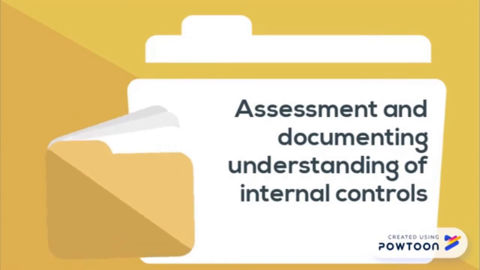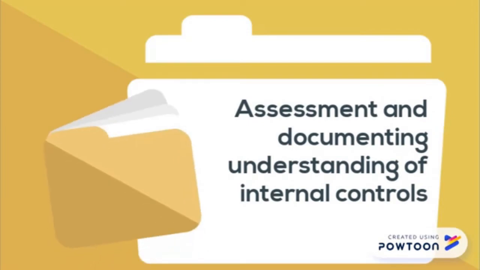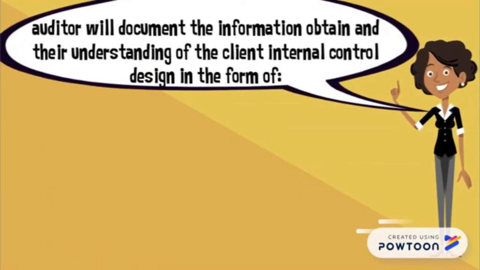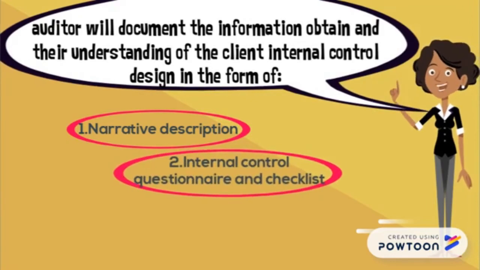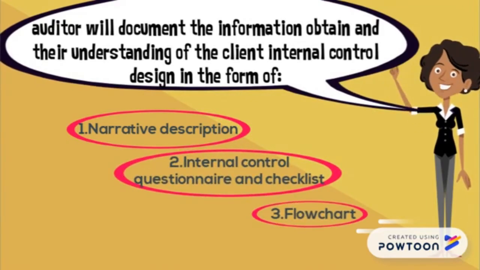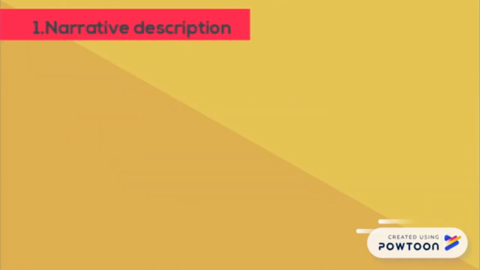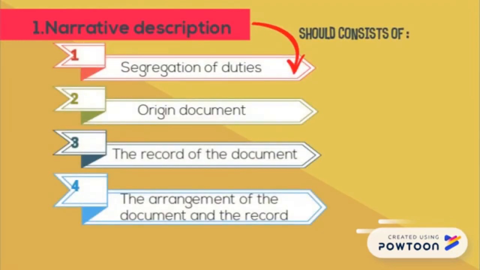Assessment and documenting understanding of internal controls. The auditor will document the information obtained and their understanding of the client's internal control design in the form of narrative description, internal control questionnaire and checklist, and flowchart. The narrative description should consist of segregation of duties, origin document, the record of the document, and the arrangement of the document and the record.